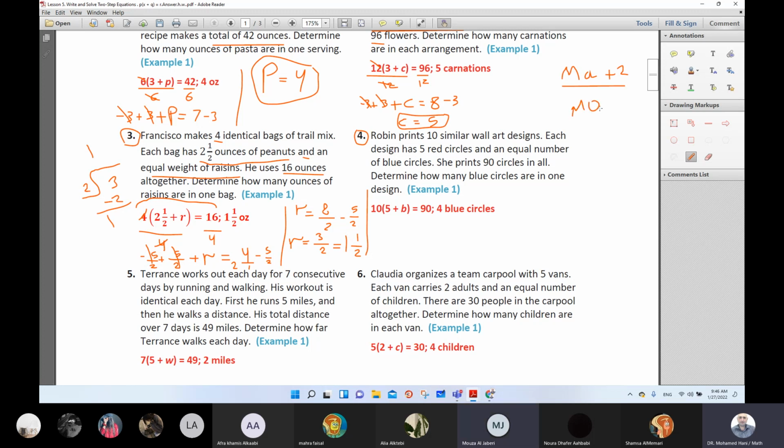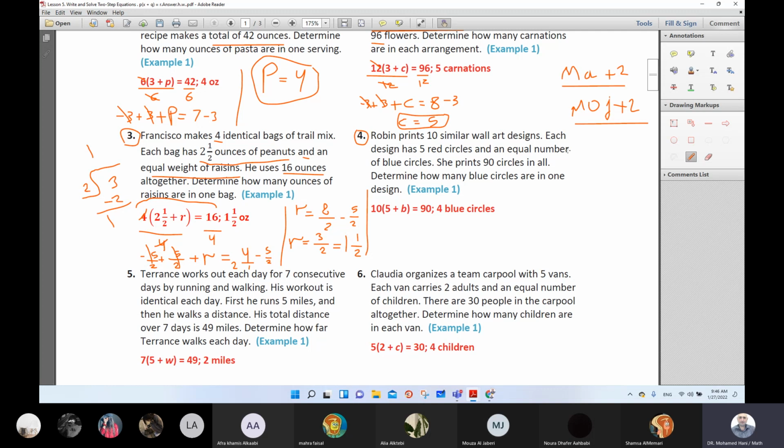Robin creates similar wall art designs. Each design has 5 red circles and an equal number of blue circles. She prints 90 circles in all. Determine how many blue circles are in one design.